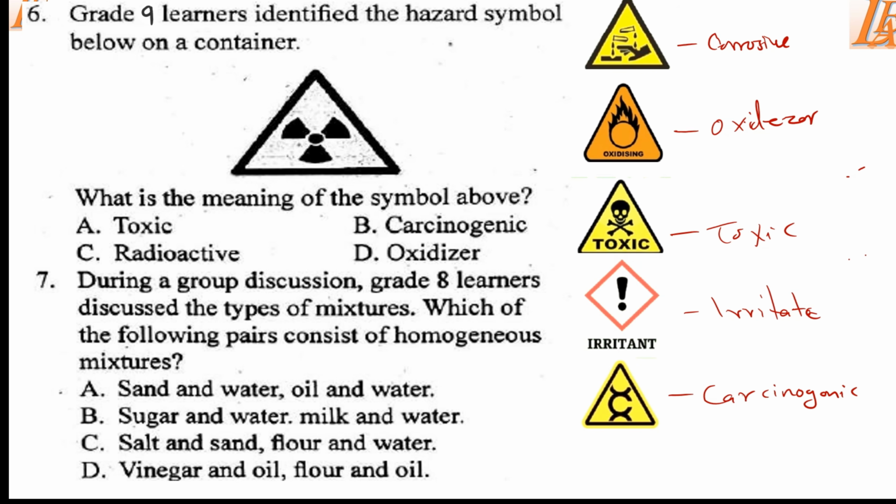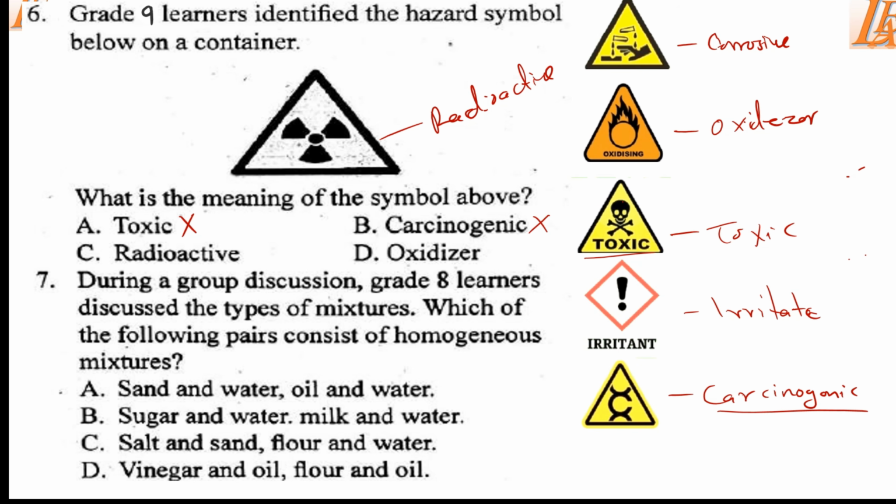So the symbol that we have here on the screen or on the question is for a radioactive. So the question is, what is the meaning of the symbol above? So in this case, we have said A is toxic. This one is not for toxic because we have seen a toxic symbol is for this one. Then B, carcinogenic. Carcinogenic, we have seen it is simple down here, a substance that can cause cancer. So B is wrong also.